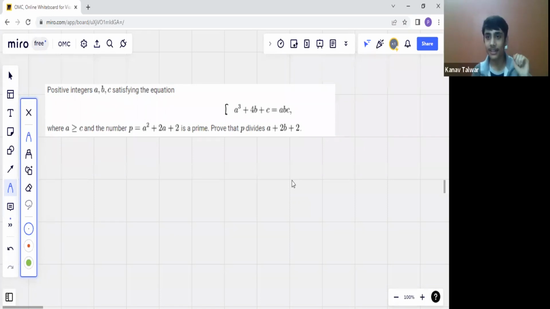So we have some weird equation which is not symmetric, and a, b, c satisfy them, and a is at least c. And the number p equal to a squared plus 2a plus 2 is prime. We want to prove that the prime divides a plus 2b plus 2. So try it for 5 minutes. Just get a feel of the problem. Any ideas, just say the idea. Of course, 5 minutes is not sufficient to solve the entire problem. Just give any idea.